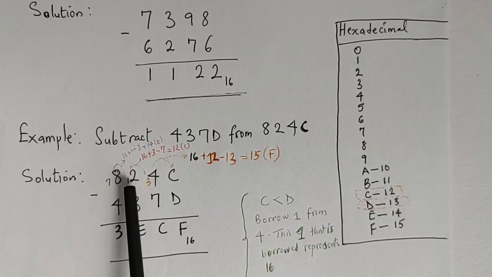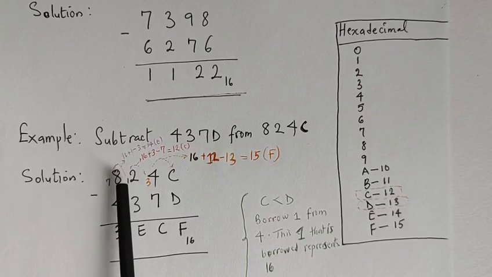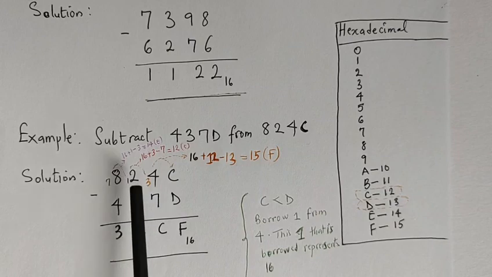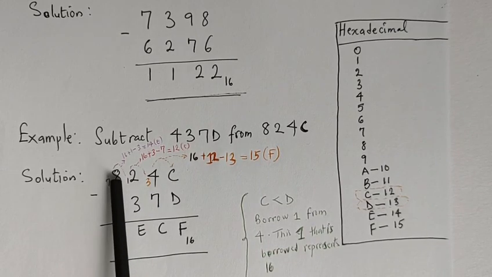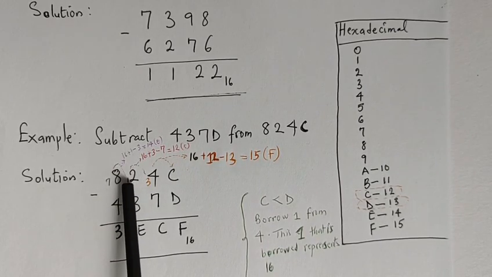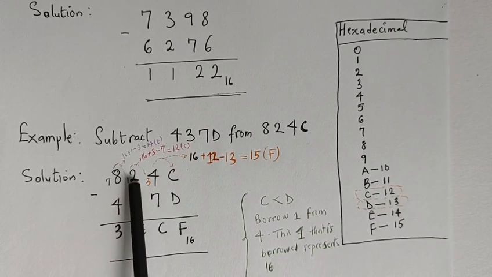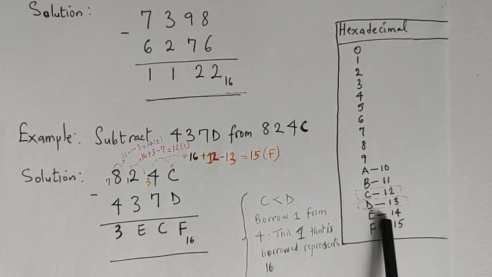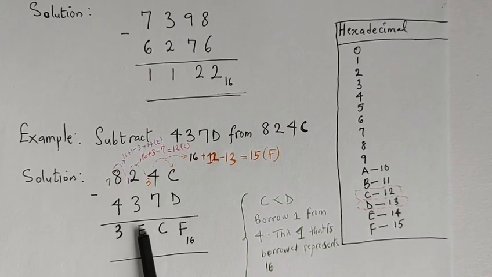Now moving to the next column, at this point it's no longer 2 because we have borrowed 1 from 2, so we are left with 1. So 1 minus 3, we notice that 1 is less than 3, so we need to borrow 1 from 8. If you borrow 1 from 8, that 1 you borrowed represents 16. So we say 16 plus 1 minus this 3. 16 plus 1 is 17. 17 minus 3 is going to give us 14. The equivalent of 14 is E. So we're going to write E at this point.